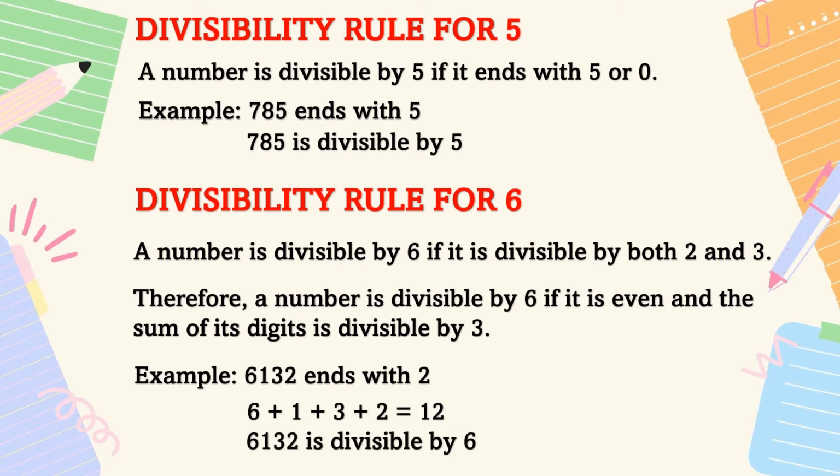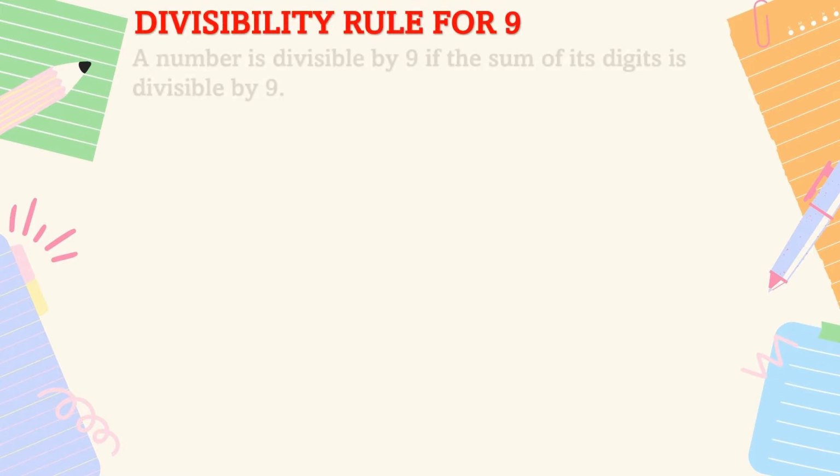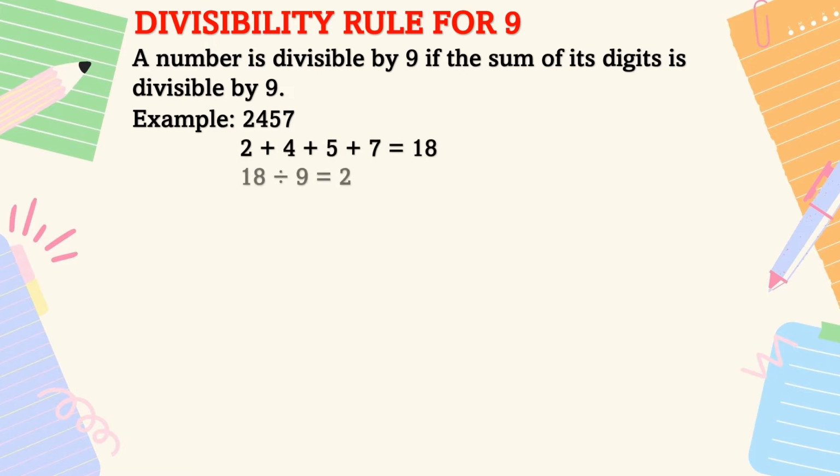Now let's have divisibility rule for 9. A number is divisible by 9 if the sum of its digits is divisible by 9. For example, 2,457. Now, we're going to add the digits. 2 plus 4 plus 5 plus 7 is equal to 18. 18 divided by 9 is equal to 2. Therefore, 2,457 is divisible by 9.